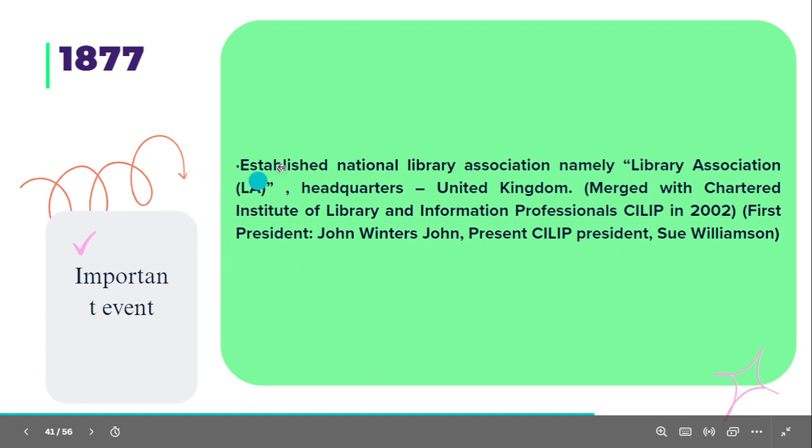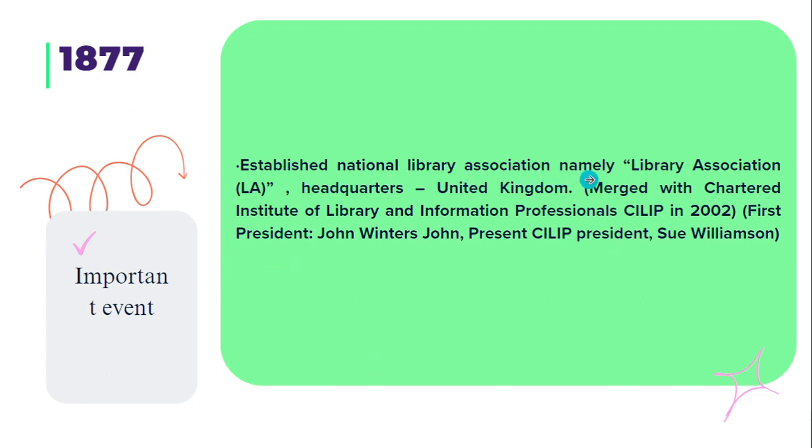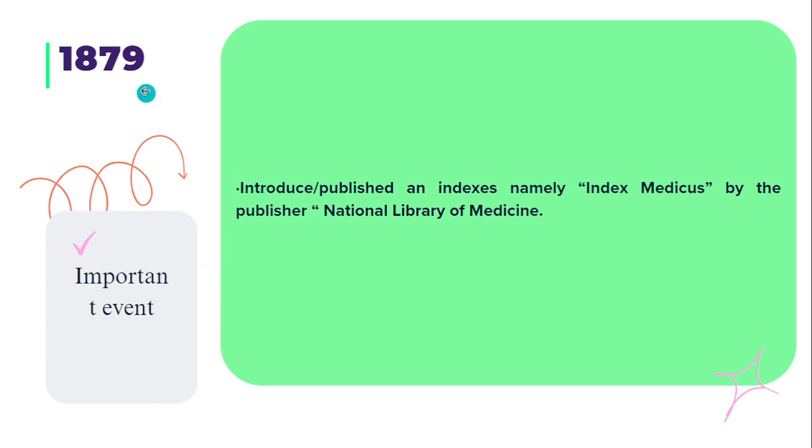Then 1877, the Library Association was established, headquarters in the United Kingdom. It was merged with the Chartered Institute of Library and Information Professionals (CILIP) in 2002. The first president was John Winter. The present CILIP president is Sue Williamson. 1879, an index was introduced and published, namely Index Medicus, by the publisher National Library of Medicine.